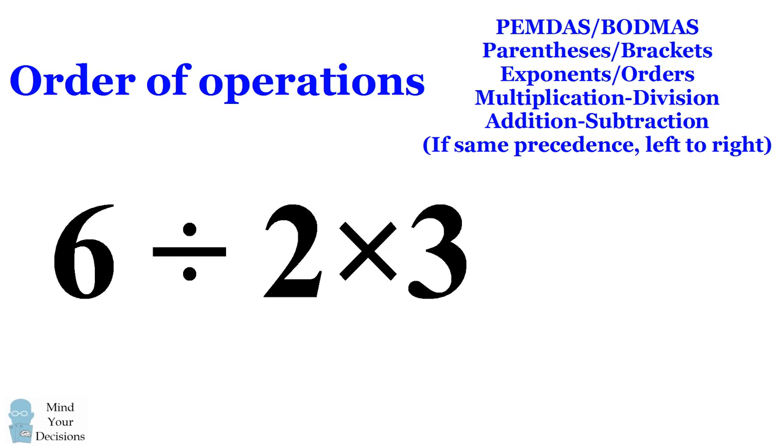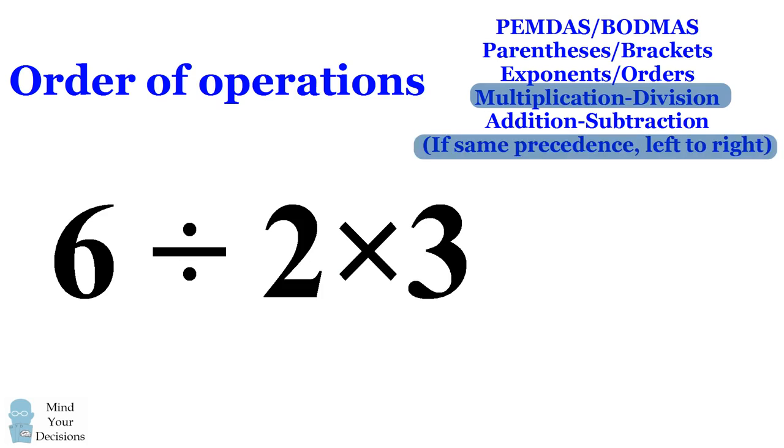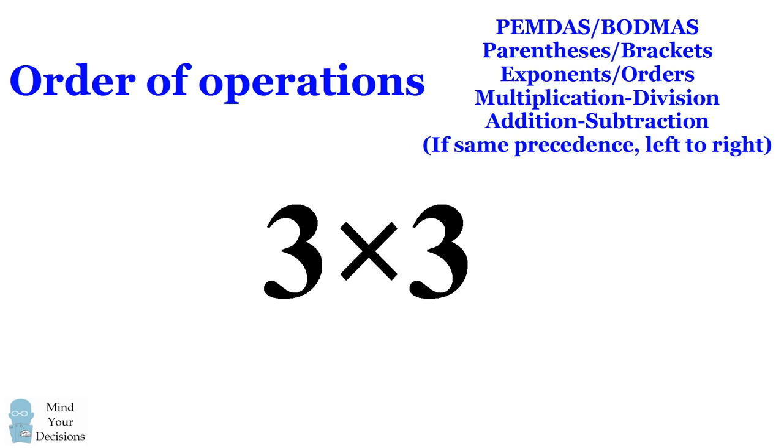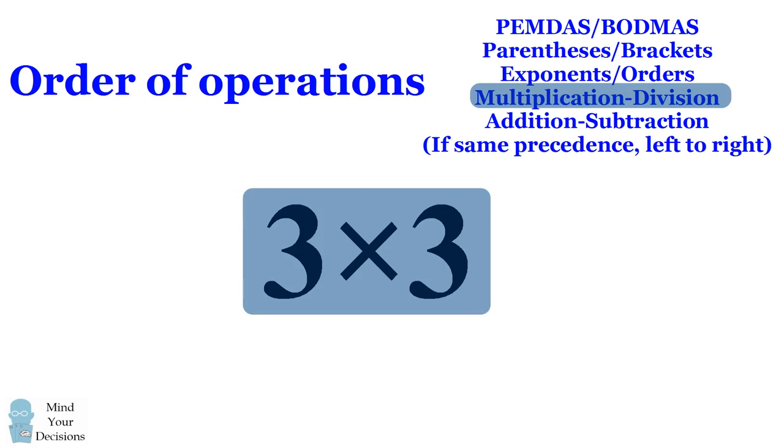Now we continue the order of operations. This expression only contains multiplication and division. These are operators of equal precedence, so we'll evaluate them from left to right. Starting on the left, we have 6 divided by 2. 6 divided by 2 is equal to 3. We then have 3 multiplied by 3, one final multiplication. And that gets us to the correct answer of 9.